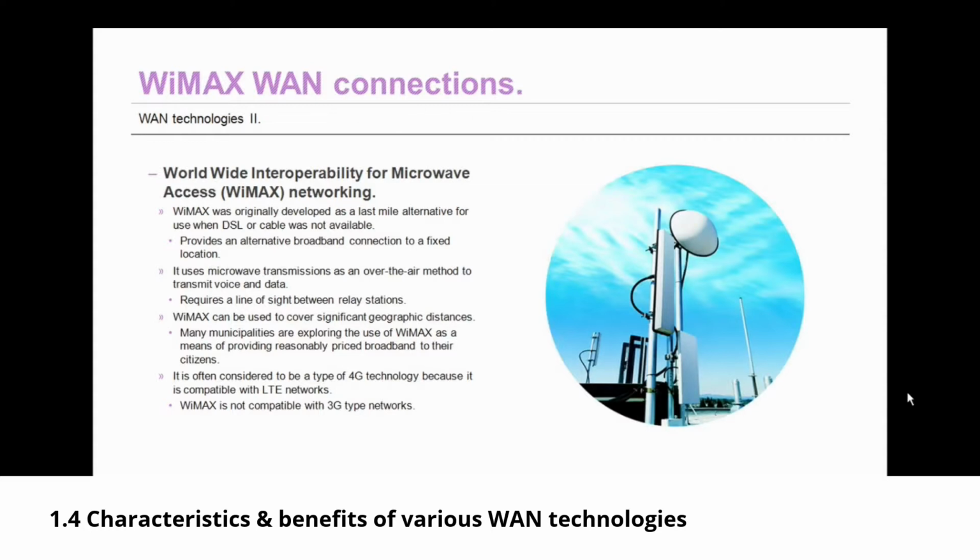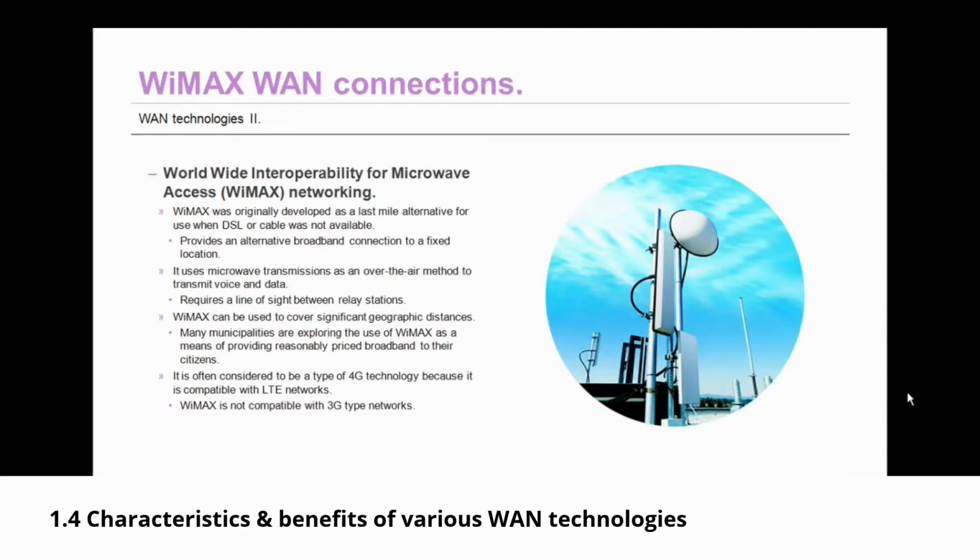But WiMAX can be used to cover significant geographic distances. Also, many municipalities are exploring the use of WiMAX as a means of providing reasonably priced broadband to their citizens without having to wire every household. WiMAX is often considered to be a type of 4G technology because it is compatible with LTE networks.